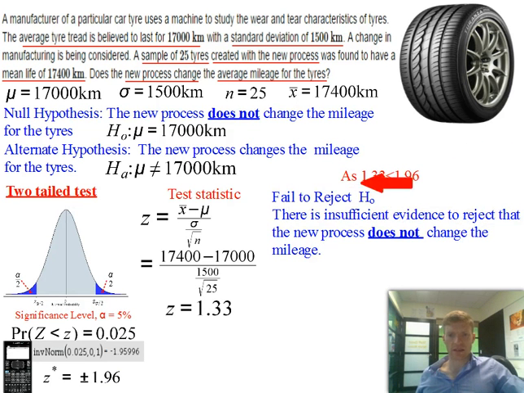As the test statistic is less than the critical value, that leaves it in this light blue colored region, the main region. So that region there is where we fail to reject the null hypothesis. We say that there is insufficient evidence to reject that this new process does not change the mileage. So we have to go along and accept the assumption that we made in the beginning, that the null hypothesis is true, that there is no change. The new process does not change the mileage for the tyres. Get the idea?